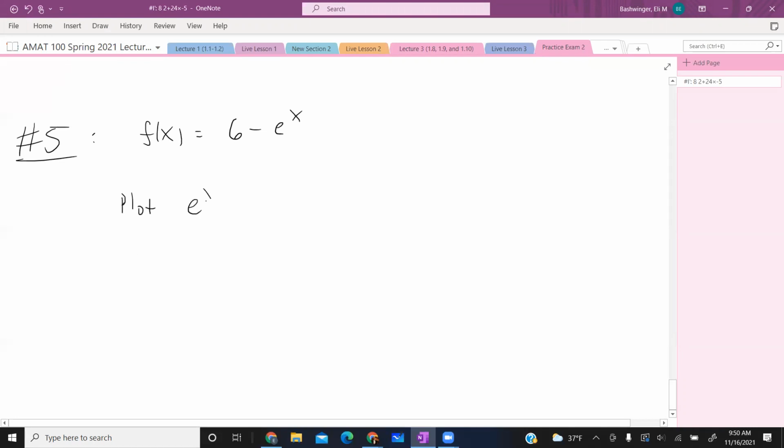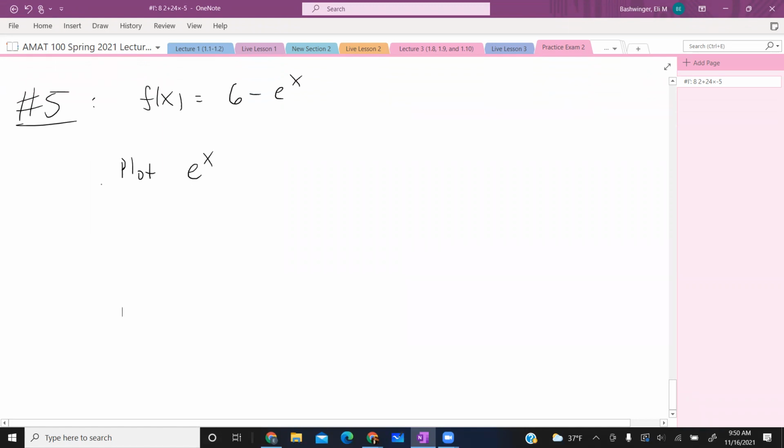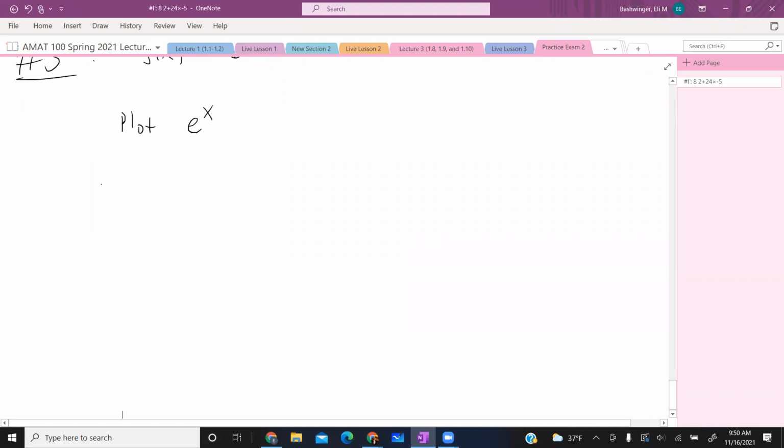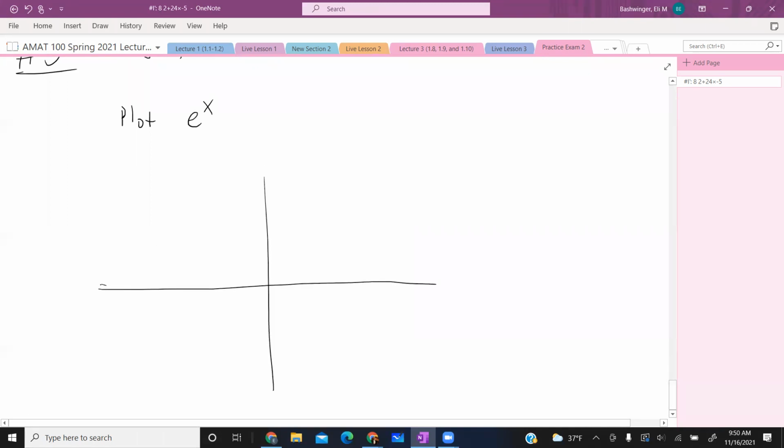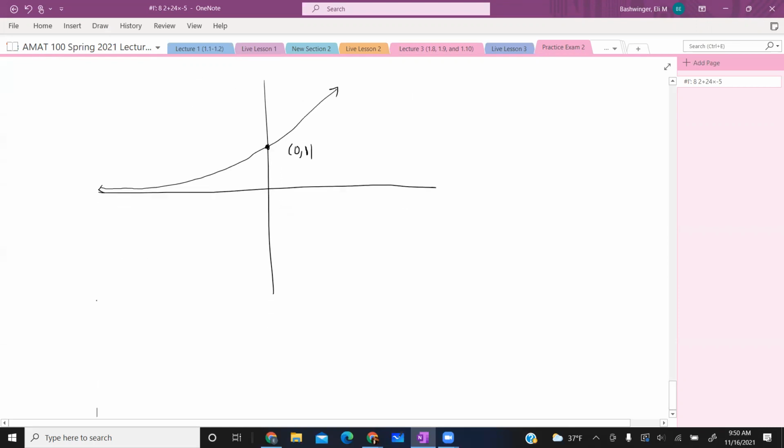So let's plot e to the x. It's going to look like this. Then let's just perform each transformation individually or separately, I guess. So e to the x looks like this. It goes up, crosses at 0, 1, as does every exponential function. So this is not right. It should be a plot of e to the x, and then it asymptotically approaches the x-axis, the line y is equal to 0.